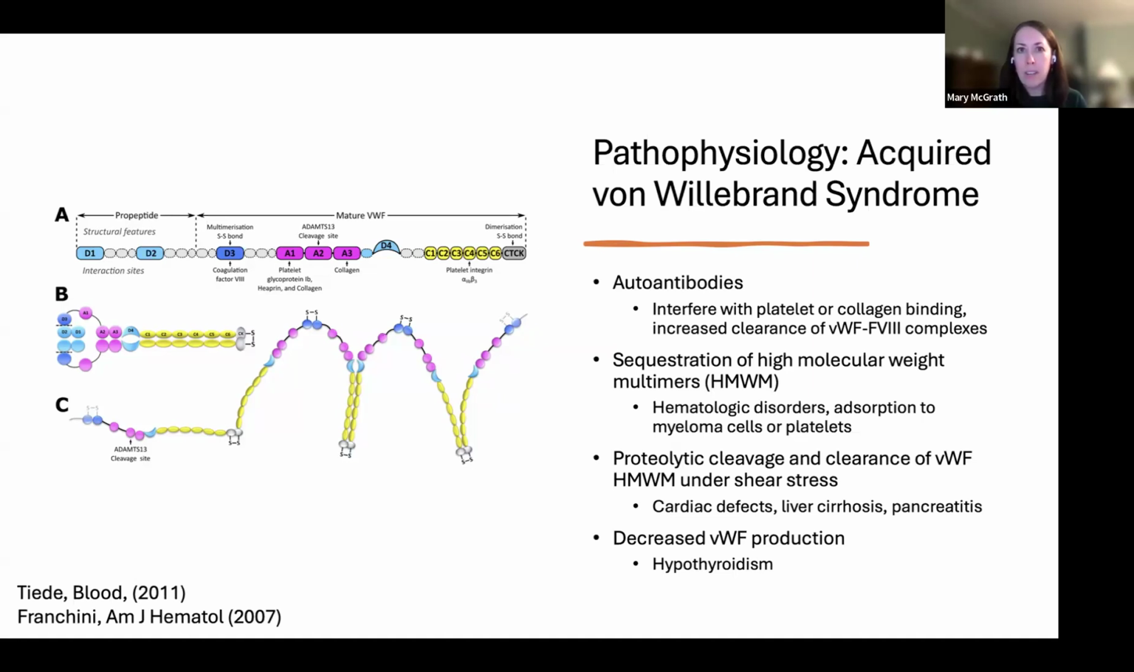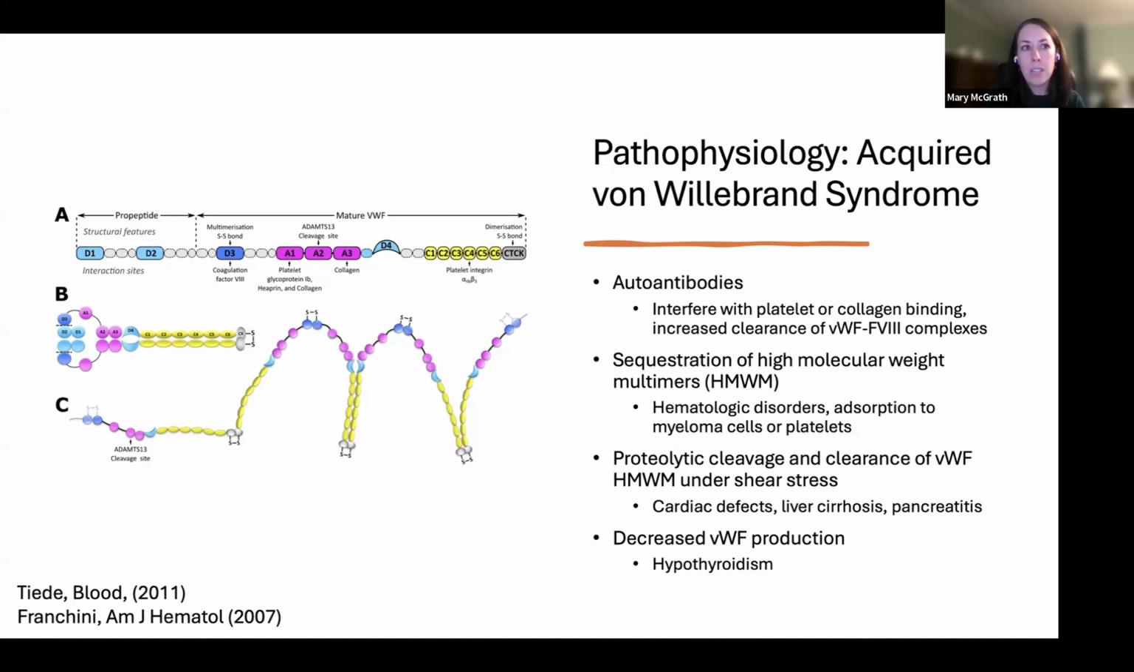Diagnosis of acquired von Willebrand syndrome can be tricky, as oftentimes the von Willebrand factor levels themselves are normal, since outside of underlying hypothyroidism, with acquired von Willebrand syndrome, typically production of the protein is normal. So multimer analysis is really imperative to help evaluate specifically for loss of high molecular weight multimers, which is commonly seen as they're cleared from circulation.